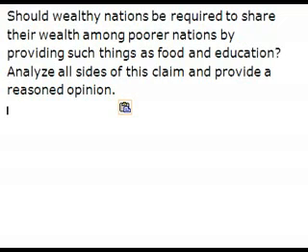Now, the instruction is right in here. Analyze all sides of this claim. So when we're told this, we know that we're going to be looking at some different opinions about the same subject. And of course, the only type of essay that does this is a discussion essay. So if we were given a question like this, we would go with responding in a discussion essay format. Okay, let's try question number 4.